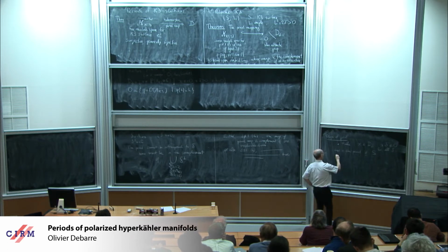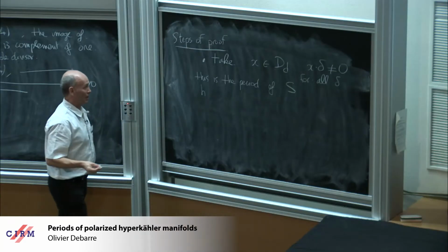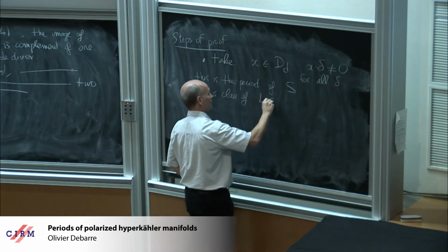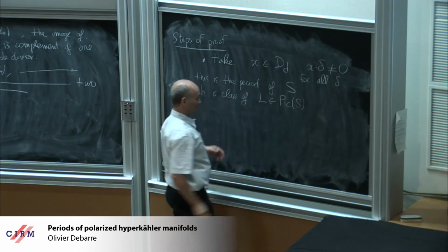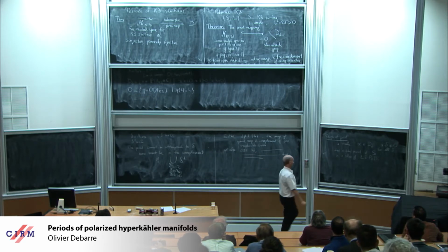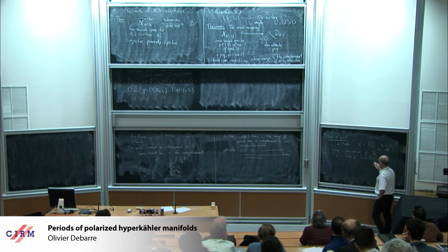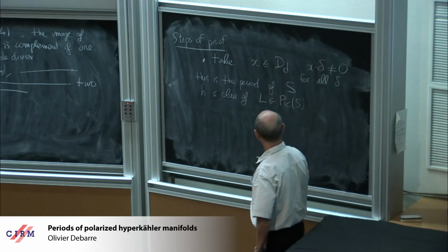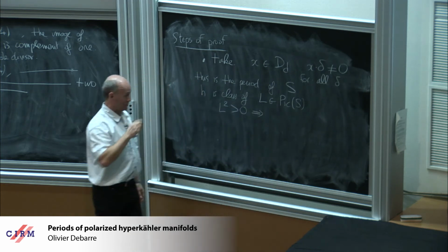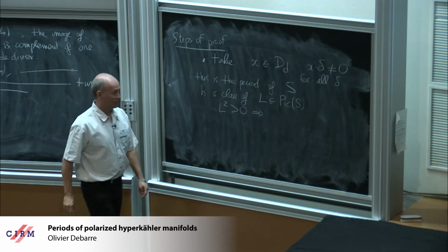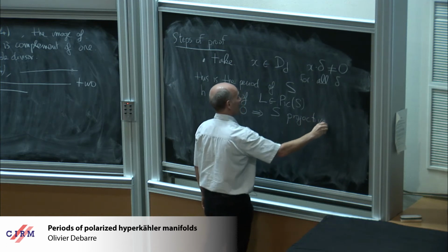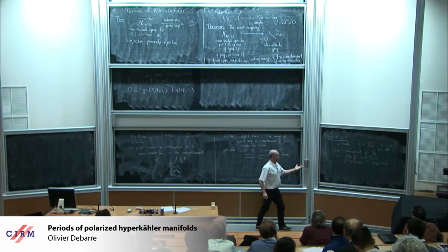H corresponds to the class of a line bundle L on S. But of course it has no reason to be ample. So what you know is that L squared is equal to 2D, so it's positive. So this is a general result which says that on a complex surface, if you have a line bundle of positive degree, the surface is projective.